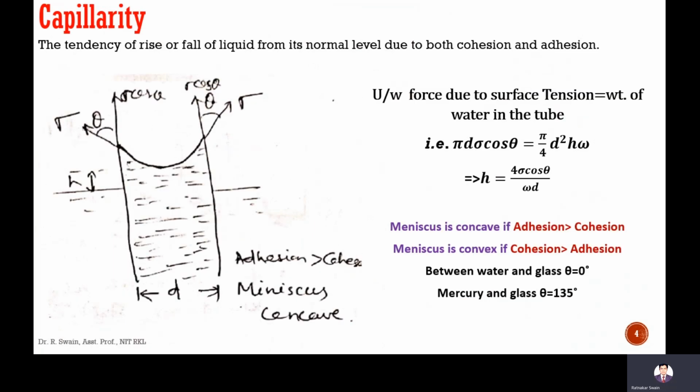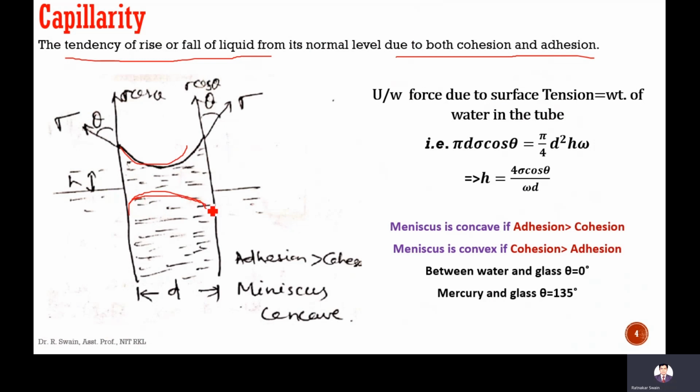Next property is capillarity. Capillarity is nothing but the tendency of rise or fall of a liquid from its normal level due to both cohesion and adhesion. It may rise or it may fall.